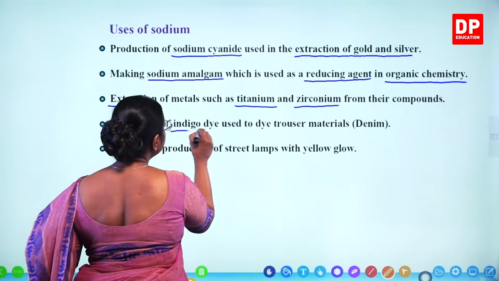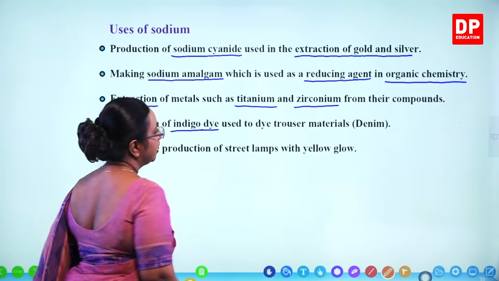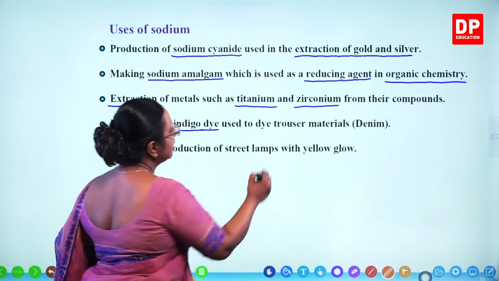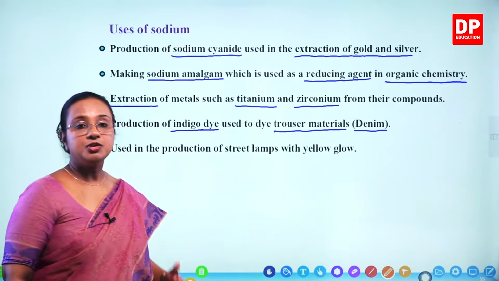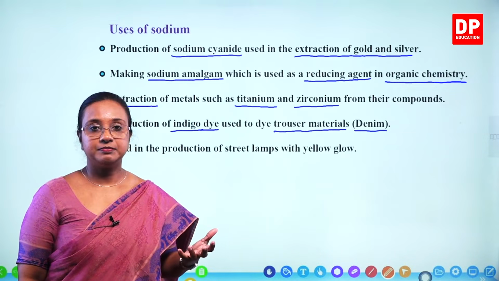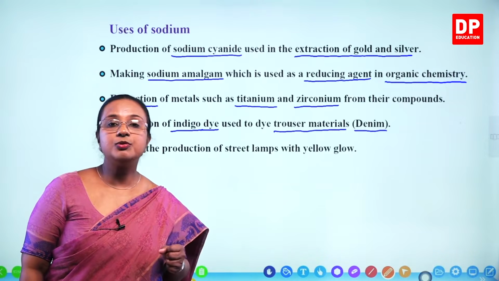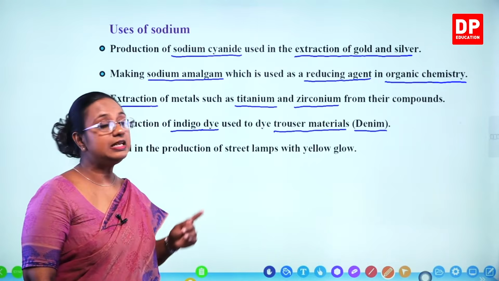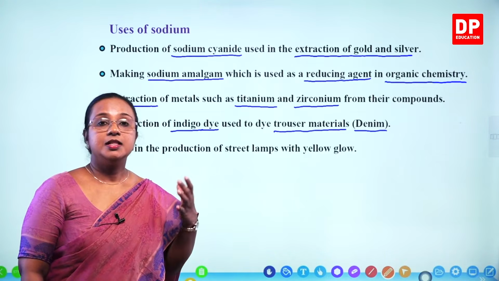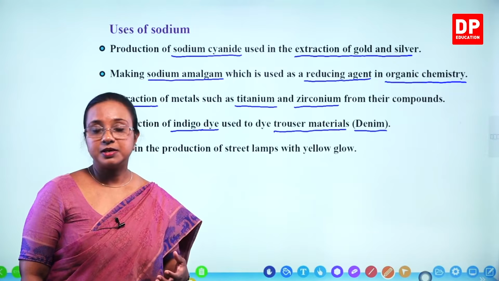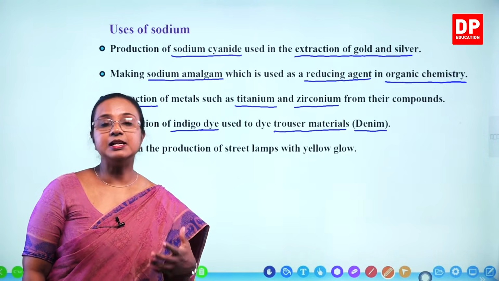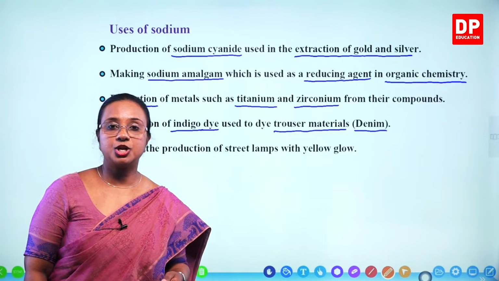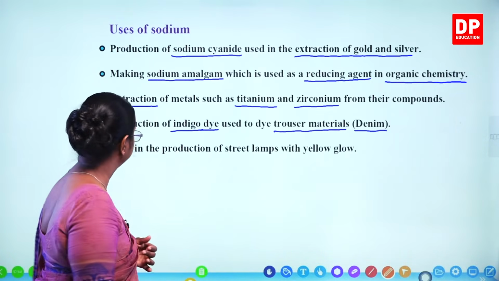Production of indigo dye. Used to dye trouser materials, that is denim. You know the color of denim, a very dark bluish color which we call indigo. This indigo dye is produced from sodium, or sodium metal is used in the production of indigo dye.